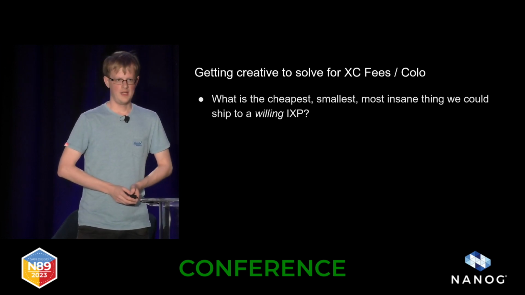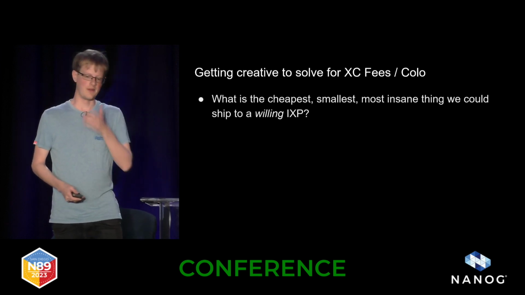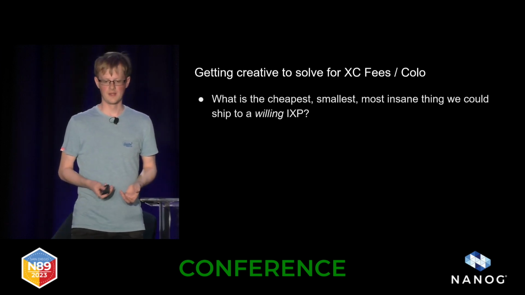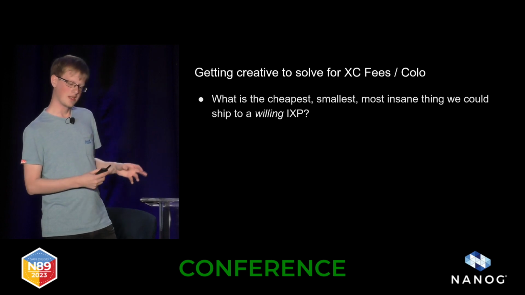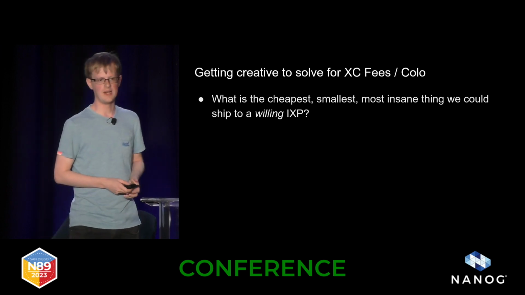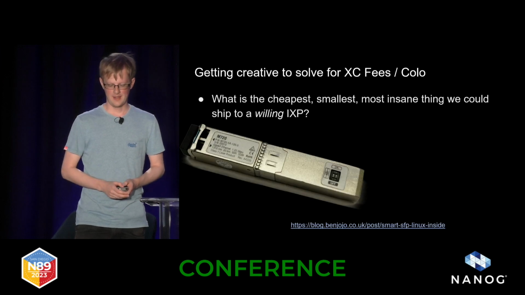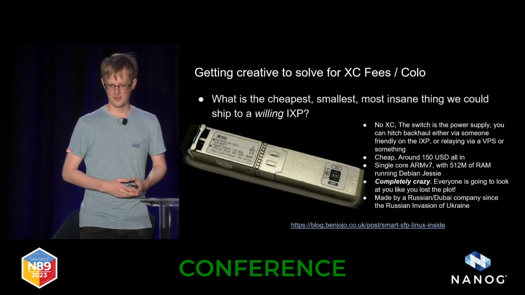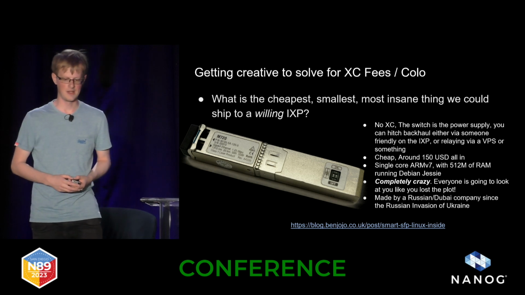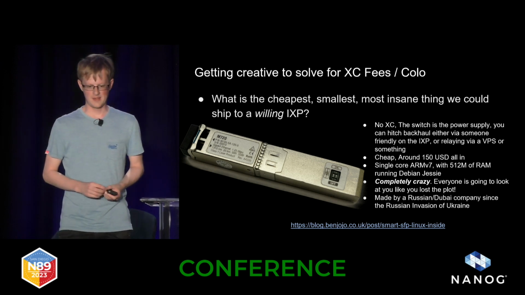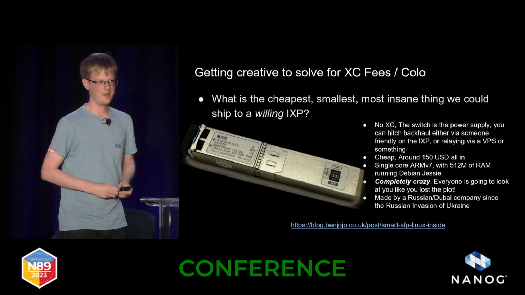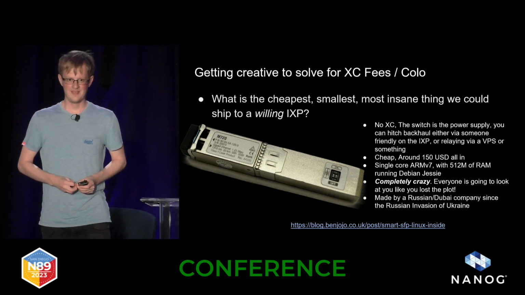So I set out on a bit of a mission to get creative on how to solve the cross-connect fees and the colo fees. What is the smallest, cheapest, most insane thing that you could ship to an IXP that's willing? I searched around and found this. This is an optic. It looks like a standard SFP optic. In fact, it is. It speaks gigabit, except inside of it is a Linux computer, which is cool.